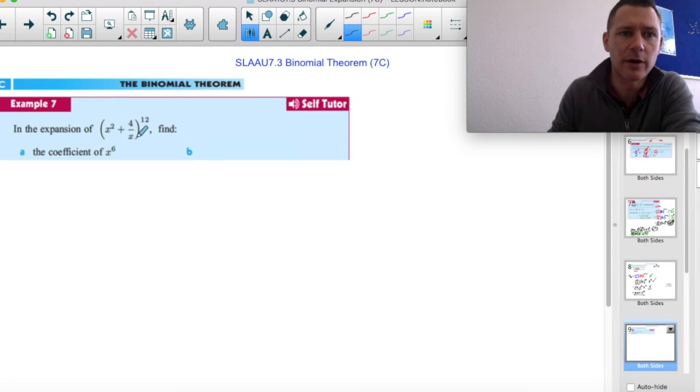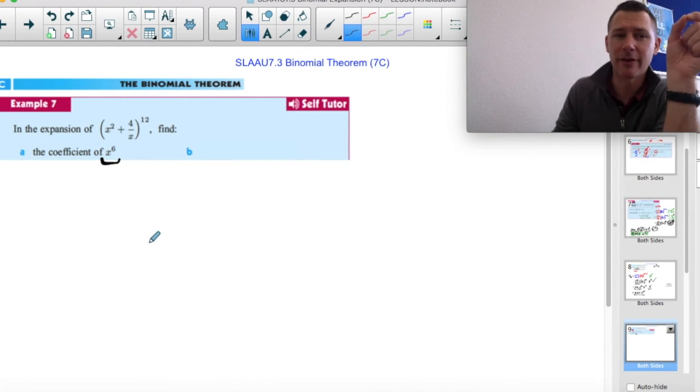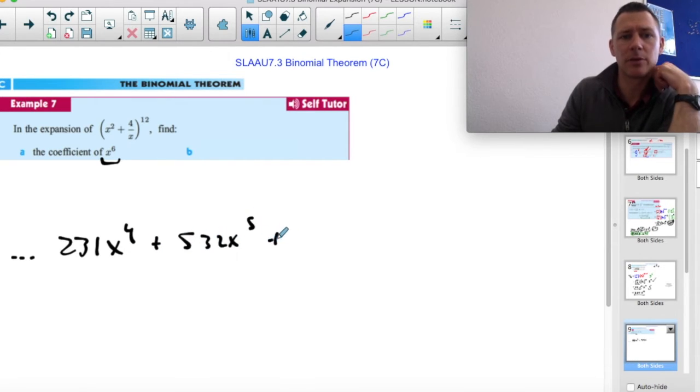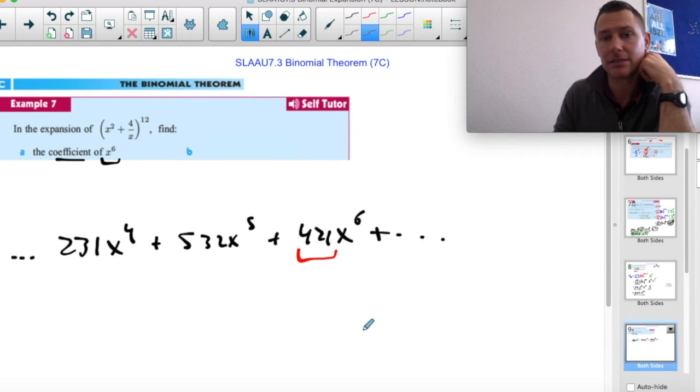So this is x squared plus blah blah blah to the 12th. Find the coefficient, like the number in front of x to the 6th. So if you expanded this, it would be like 2 blah blah blah 231x to the 4th plus 532x to the 5th plus 421x to the 6th plus blah blah blah. Coefficient says just find me this part, please.